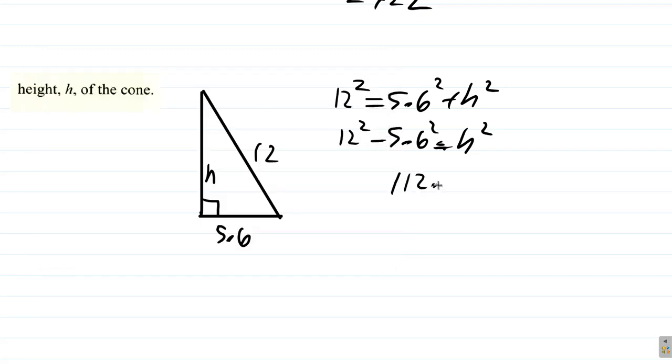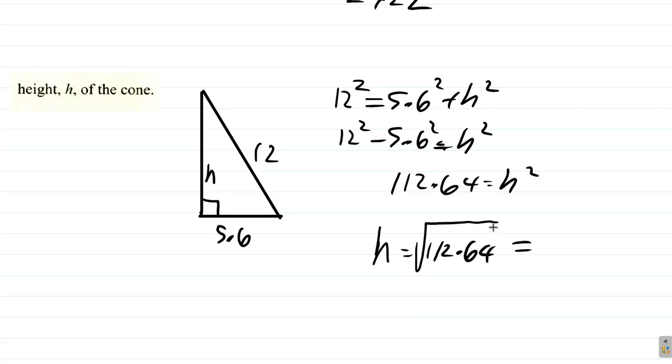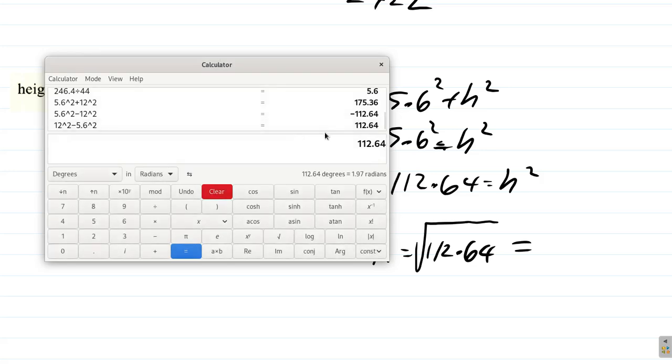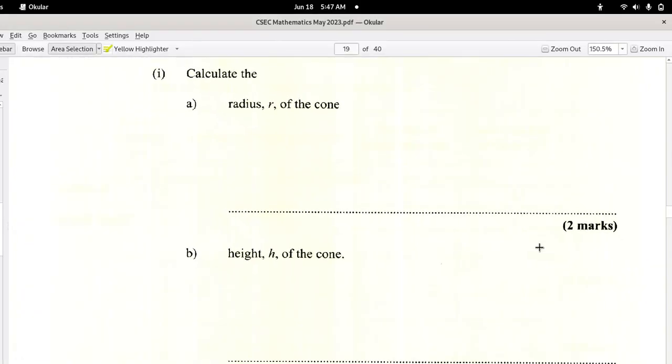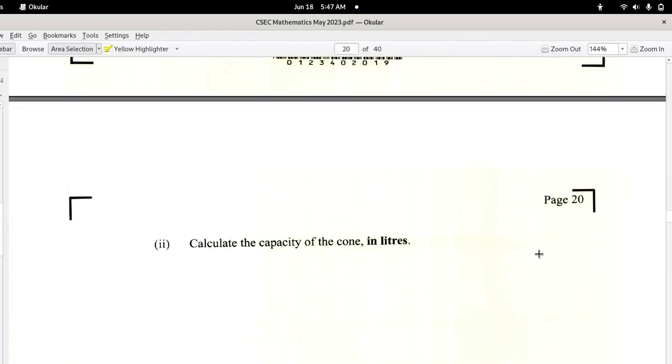So 112.64 equals h squared. So h would be the square root of 112.64. What is the square root of 112.64? The square root equals 10.613. Alright, we'll just say 10.6 centimeters. They didn't tell us how many decimal places to write it. Alright, that's the height of the cone.